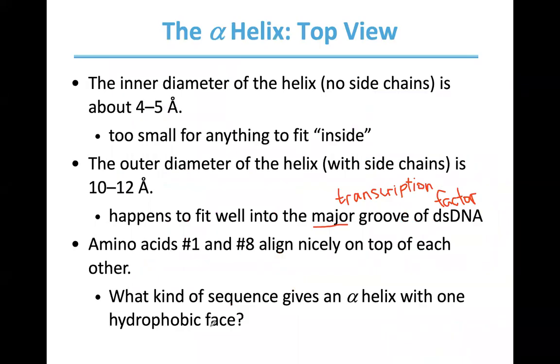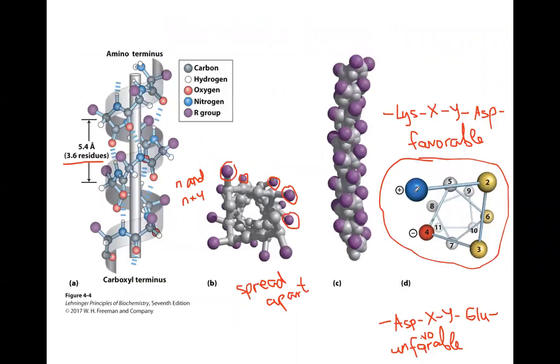Now here's another question. You can see amino acids 1 and 8 lie nicely on top of each other. So if we go back, you see this is 1 and 8. So 4 and 5 will be kind of to the side slightly, but once you go through another turn, you align nicely. 8 will be aligned directly under 1. And that's because of the 3.6 amino acids. It's not 4, it's not 3. This is the nuance, but we don't really need to worry about it. It's just getting too deep into this.